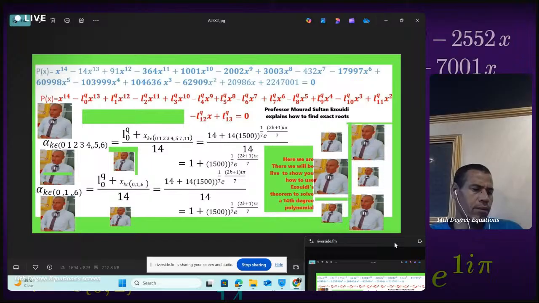It makes you think this polynomial must have some special structure, maybe some hidden symmetry that Professor Ezouidi figured out. Okay, so let's look at these formulas. The first one is alpha with subscripts times x equals, in parentheses, I sub q sub plus x with a subscript theta, all divided by 14, equals 1 plus a fraction, 14 times 1500 to the power of 7 times e, all over 7. And the second formula is similar, alpha with subscript k times theta, equals, again, parentheses, I sub q sub plus x subscript k, divided by 14, equals 1 plus another fraction, 1 over 1500 to the power of 7 times e, all divided by 7.